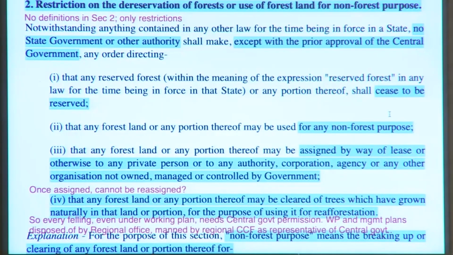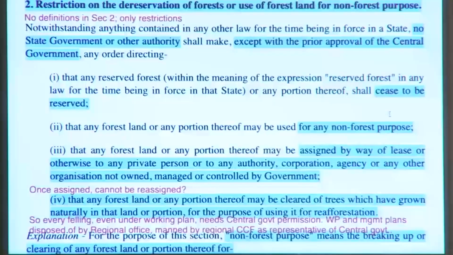Restriction on dereservation of forest or use of forest land for non-forest purpose. So, there is a restriction on the dereservation of forest. So, if there is a forest, you cannot say that it has now become a dereserved area, or use forest land for non-forest purpose. So, you cannot say that okay, this land is still a forest, but I am using it for agriculture, or say I am using it for tourism. You cannot do that, there are restrictions. Now, what are the restrictions?